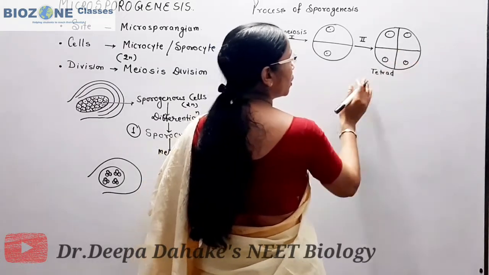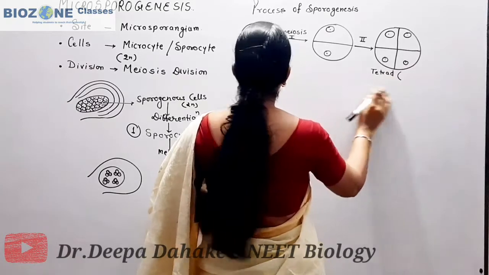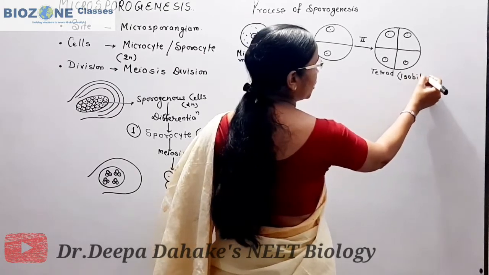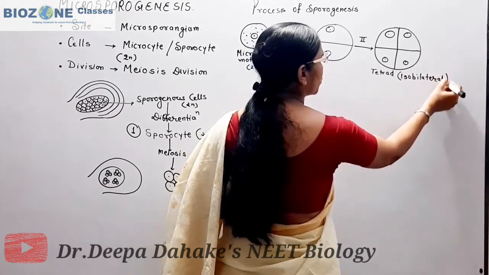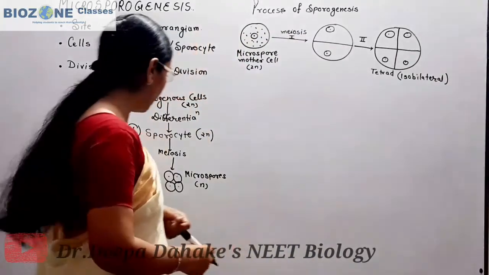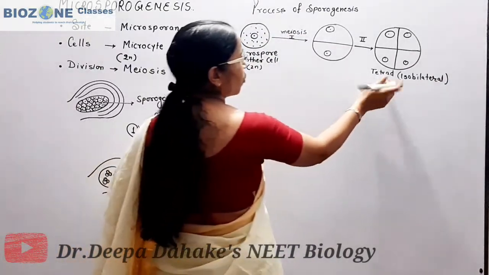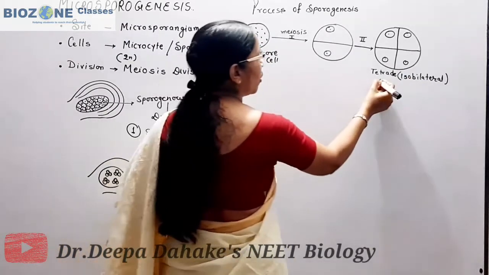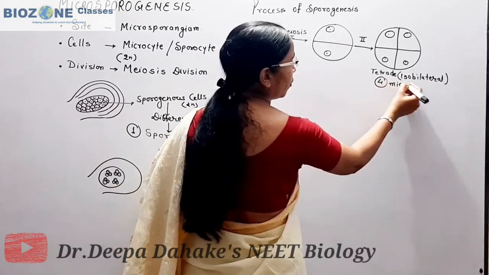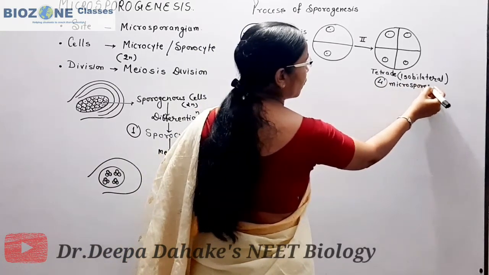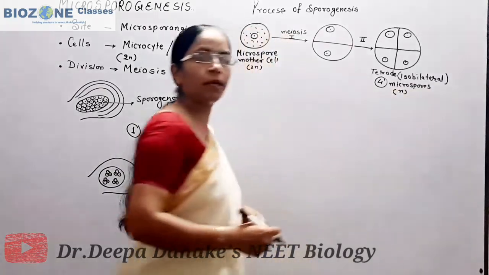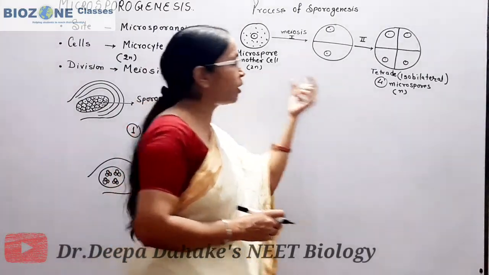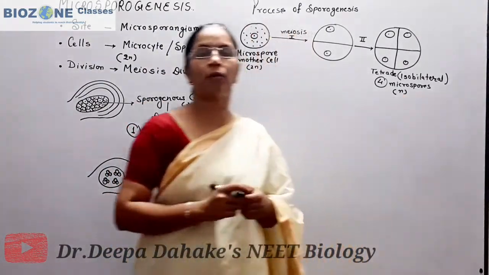When the tetrad shows the arrangement in this state, then you remember the tetrad is called an isobilateral tetrad. So this you remember, an isobilateral tetrad is formed, and because of this tetrad formation from a single microspore mother cell, four haploid microspores are formed. As you all know, meiosis is a reduction division, and because of meiosis the diploid cell is converted into haploid cells.